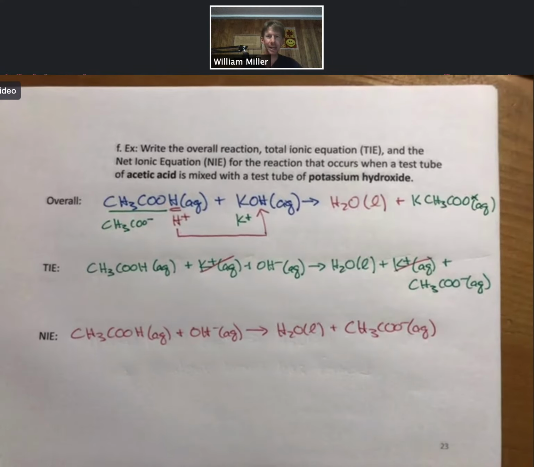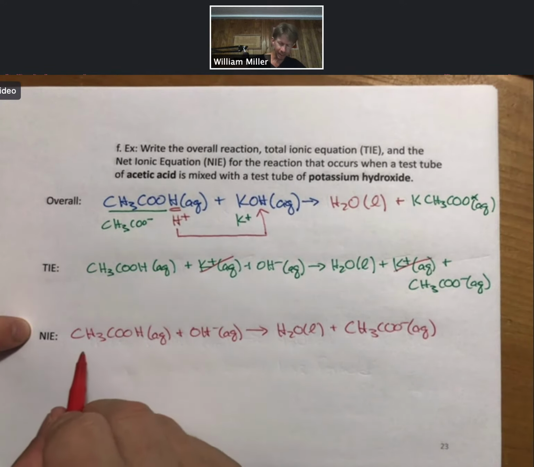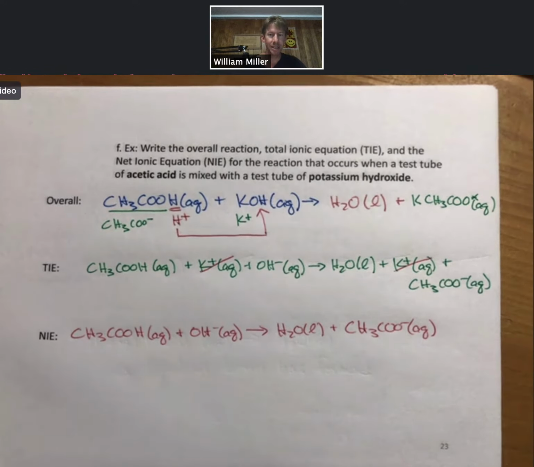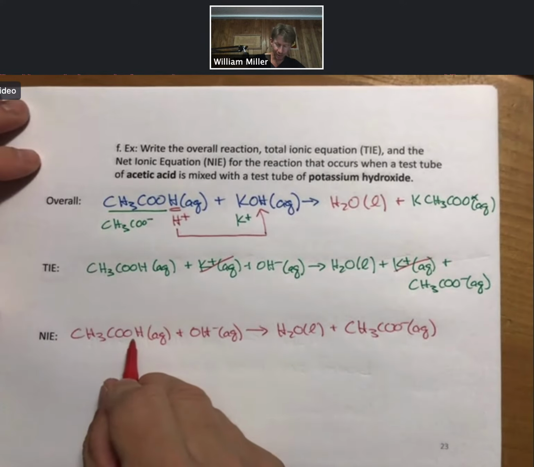And then we ask the net ionic equation, is this a reaction? Were bonds made? Were bonds broken? I'm going to suggest to you that both occurred in this reaction, which is pretty cool. So the covalent bond to the H plus was broken.